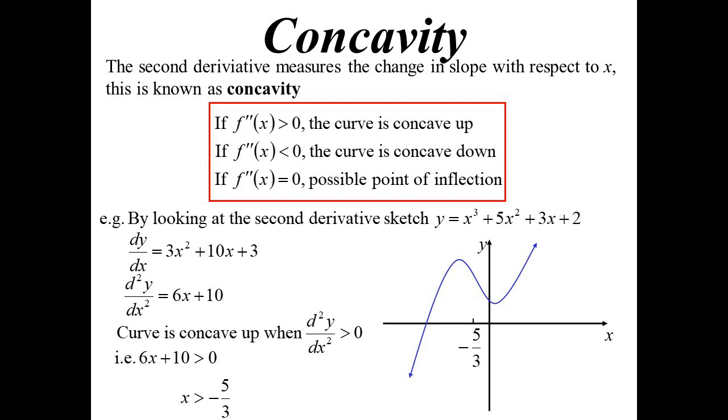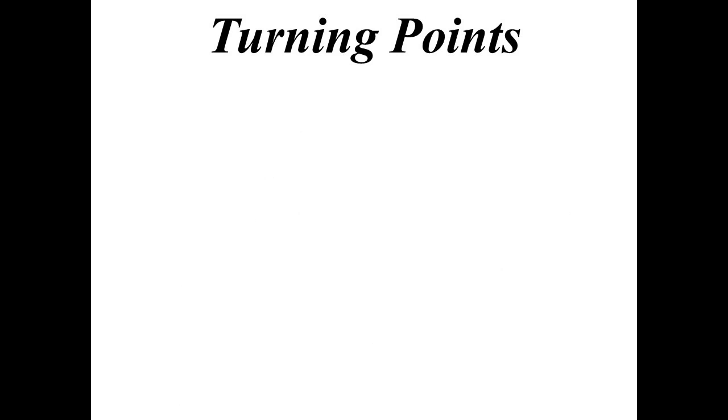Yesterday, we looked at drawing graphs only using the first derivative. So if we now combine the two together, we get something a little bit more powerful. Turning points, for instance. Okay, we can use the first derivative to find stationary points. We said that's when the first derivative was equal to 0. But then we can use the second derivative to now go and classify them.